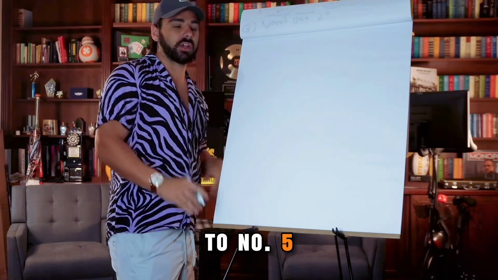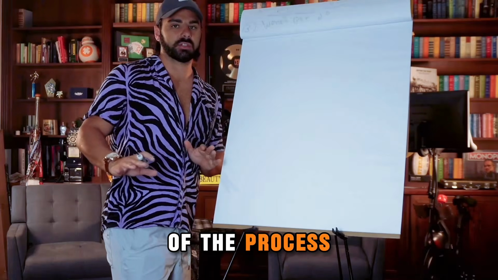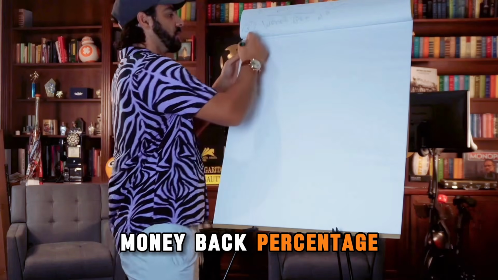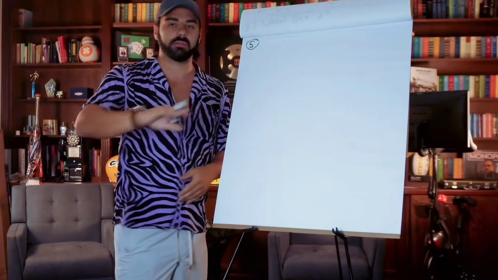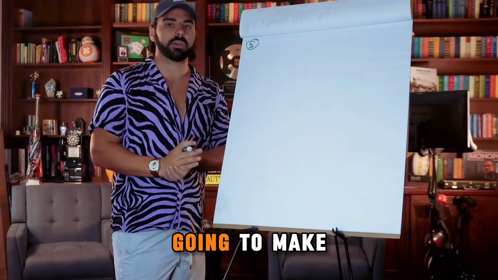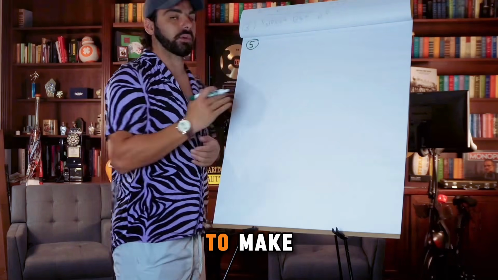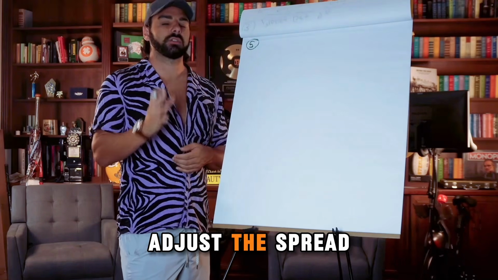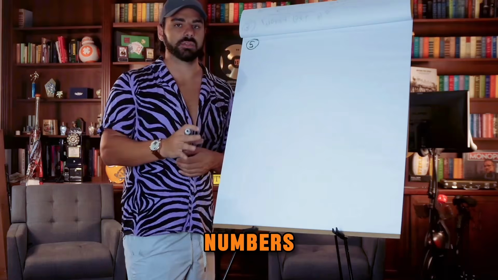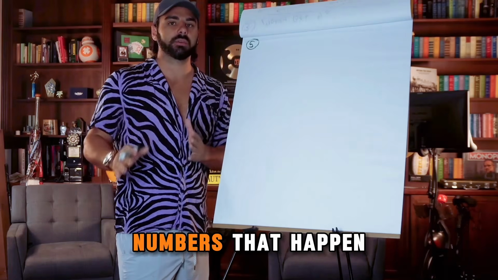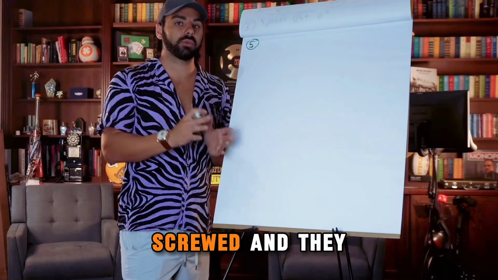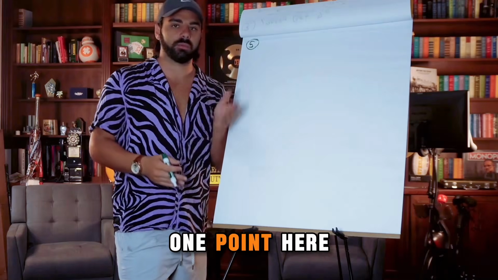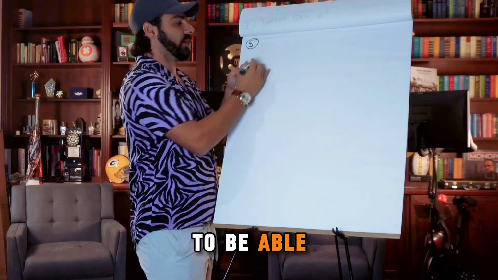Now let's get to number 5. This is the most important part of the process alongside the money bet percentage. Let's say we go through and that play met all of our checks. This is a play that we're going to make. Since this is the play that we're going to make, we need to adjust the spread according to key numbers. Key numbers are the most common numbers that happen in the NFL on the spread, where people get screwed and they lose by a half a point here, 1 point here. So we have to be able to adjust.